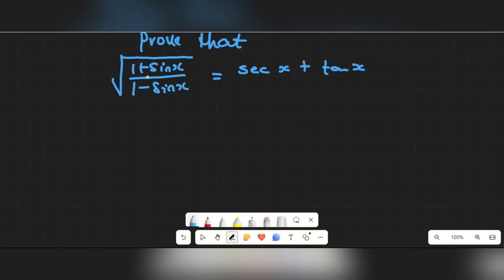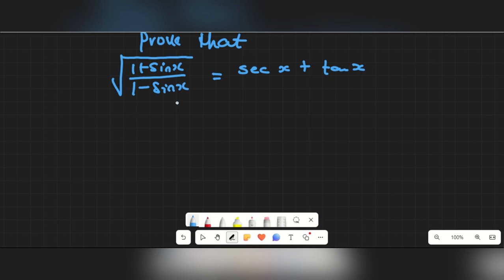Let us see how we're going to do this. If you have the root of (1 plus sine x) over (1 minus sine x) equal to sec x plus tan x, this is very, very simple. It's just talking about your identities of the trigonometric formula or trigonometric ratios.